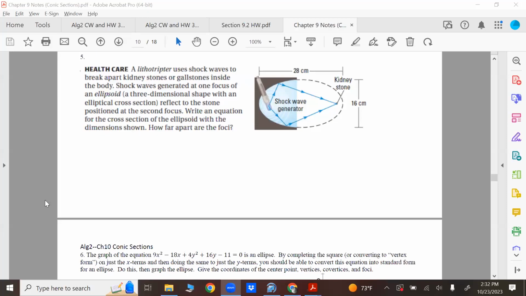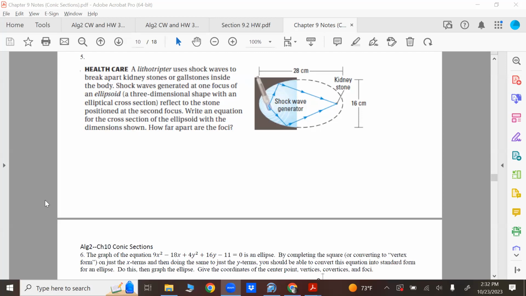Okay, we're recording now. So we're on number 5 of ellipses. This word problem here: a lithotripter uses shock waves to break apart kidney stones or gallstones inside the body. Shock waves generate one focus of the ellipsoid, a three-dimensional shape with an elliptical cross-section. The reflective stone is positioned at the second focus. Write an equation for the cross-section of the ellipsoid with the dimensions shown. How far apart are the foci?